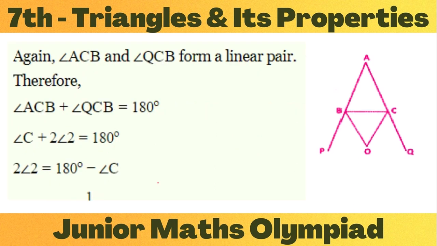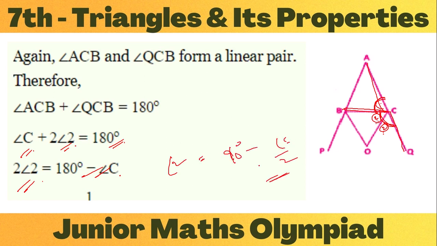Next, again in the same way, this ACB side part and BCQ, this total part, they form a linear pair. If you take this angle as 2, then this C part, this total part, will be 2 times 2. So angle C plus 2 times 2 equals 180 degrees. In the same way, 2 times 2 equals 180 minus C, so angle 2 equals 90 minus C by 2. This conclusion we will get.